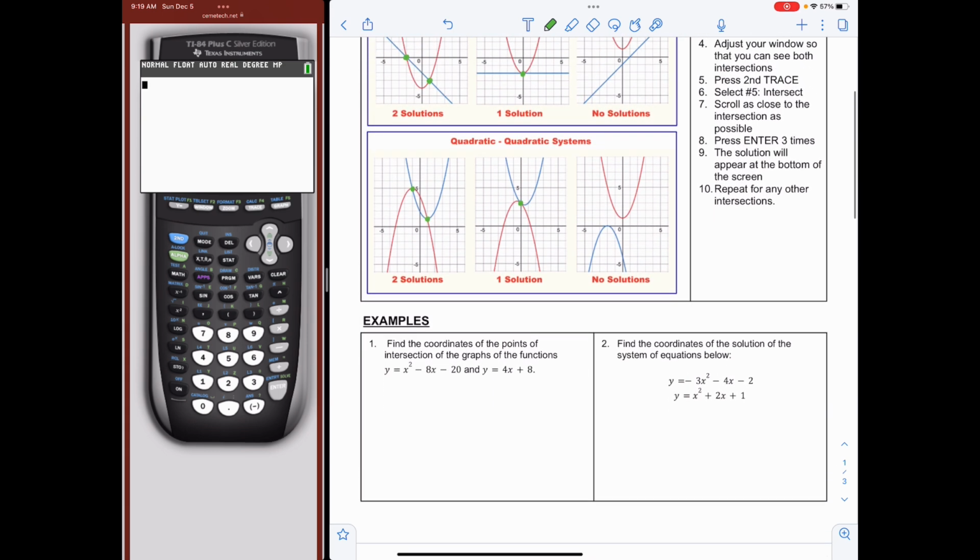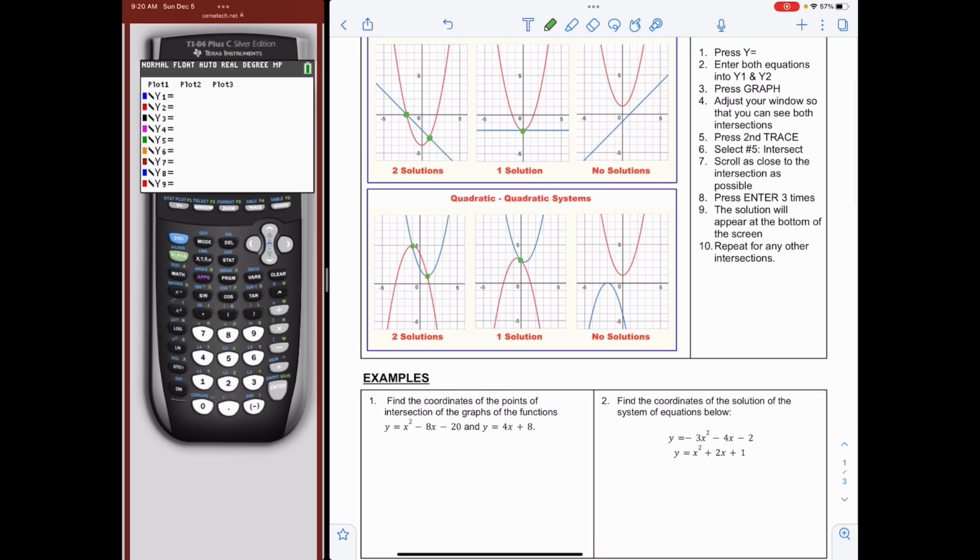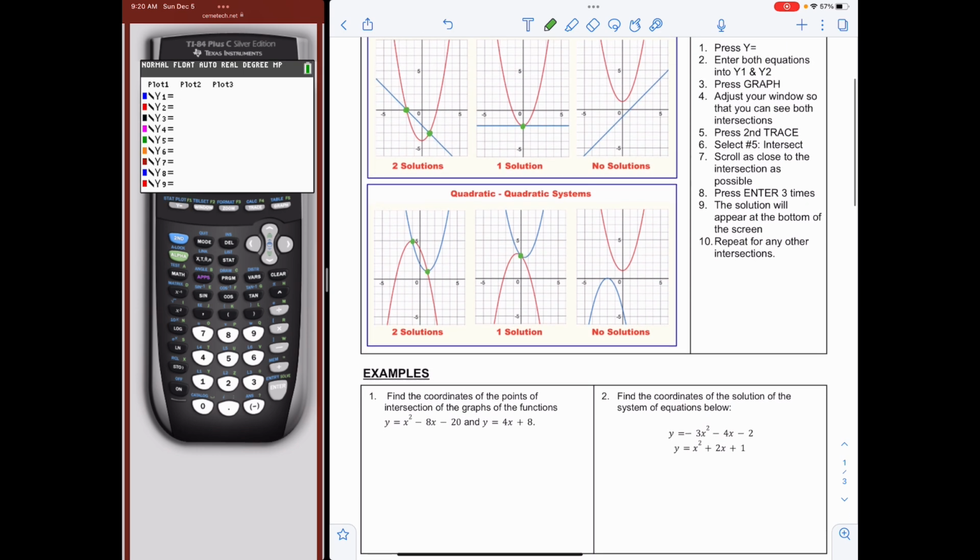Example number 1. We want to find the coordinates of the points of intersection of the graphs of the functions y is equal to x squared minus 8x minus 20, and y is equal to 4x plus 8. So I'm going to press y equals, and let me make sure I have the steps in the window so that you can see the steps as we're going. We're going to type in x squared minus 8x minus 20, and then type in y is equal to 4x plus 8. Once you do that, you are going to press graph.